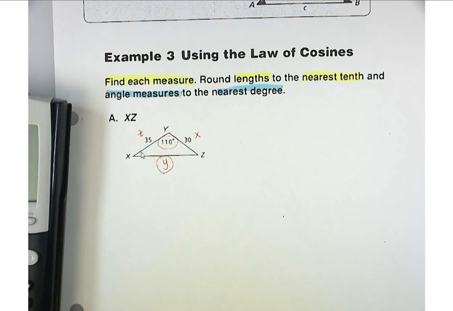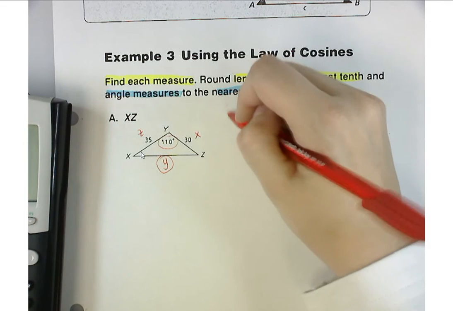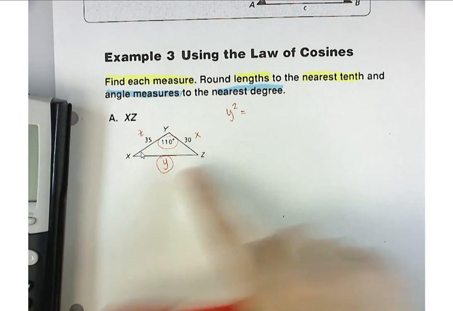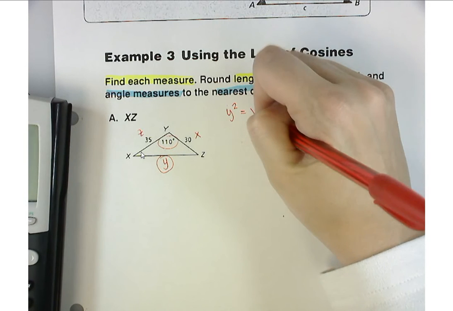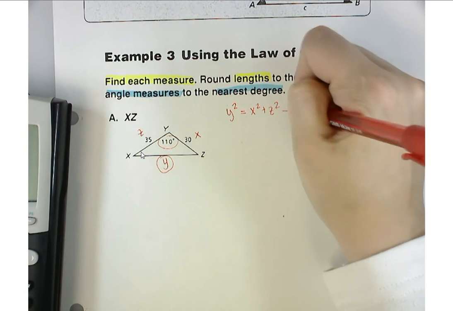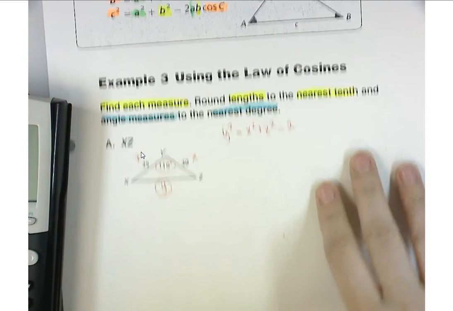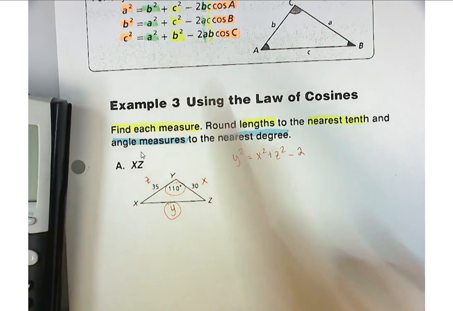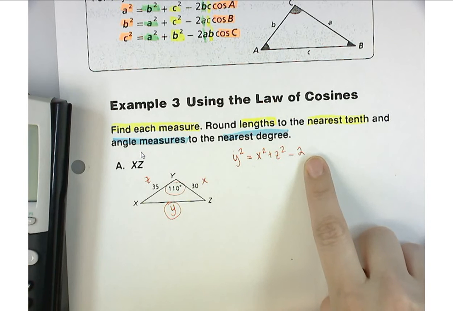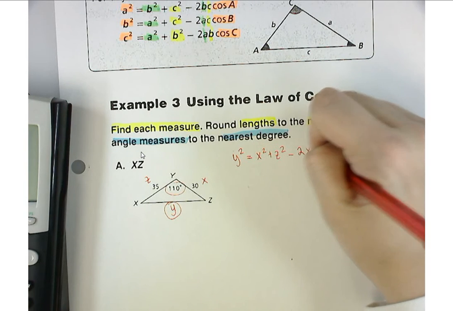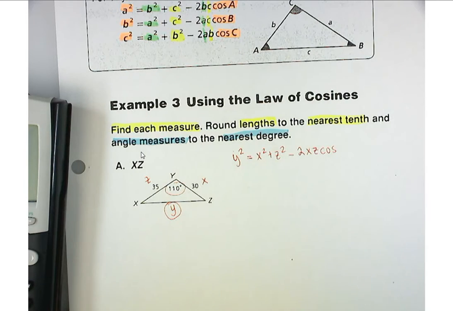So when I set up my equation, I can use y squared equals, so if I have y, x, and z, this is going to be x squared plus z squared minus 2. Now, based on our pattern above, what am I going to multiply by 2? Oh, good. And then it'll be the cosine of which angle? Y.